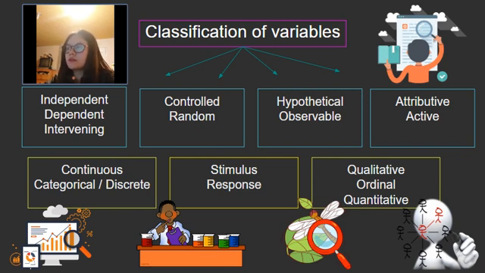The random variable. The researcher cannot assign it. The dependent variable is always random because it doesn't depend on the researcher, and for that reason, the independent variable is random too. Here we have hypothetical variables that are constructed by the human mind, and they are not observable directly, but only inferred through their effects or behaviors.